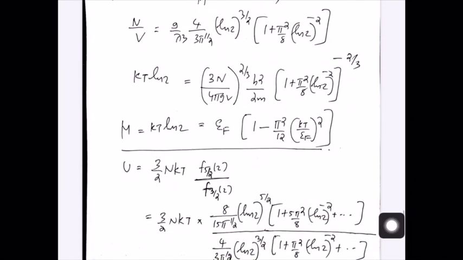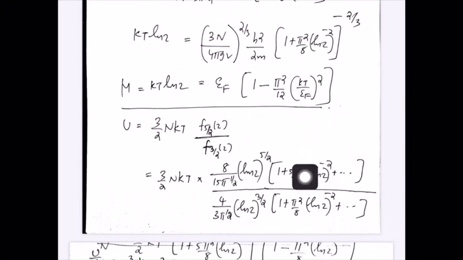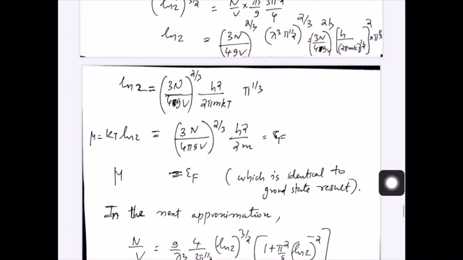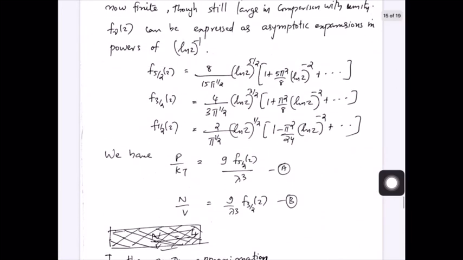So once we have got that, let's find out U, that energy. U is 3 by 10 kT f5 by 2 of z over f3 by 2 of z. f5 by 2 of z, this expression we know. This is a general expression. f5 by 2 of z is what? It is this: 8 by 15 pi to the power half (log z) to the power 5 by 2 and this series. Okay, f3 by 2 is this.